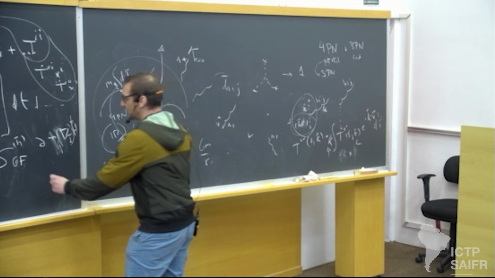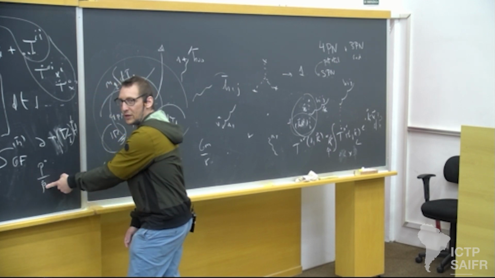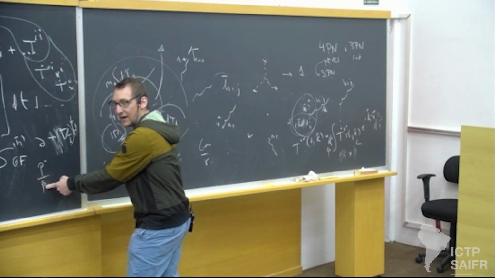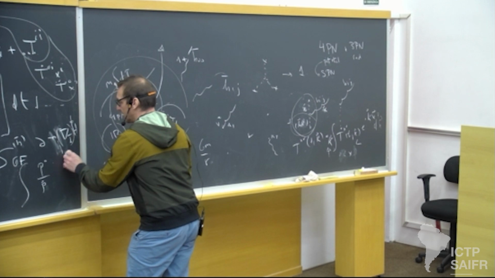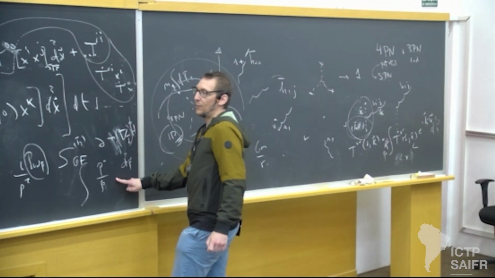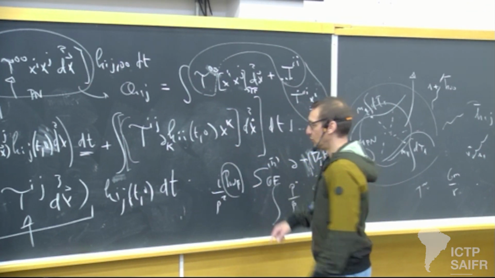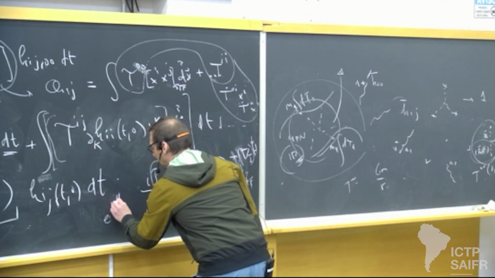Because remember that I told you I was expanding in P0 over P's. At some point, I put too many P's downstairs. And that will give me IR divergence in an integral over d3P. And that's bad. But here, I did a derivative expansion, which meant that I brought the k's down.